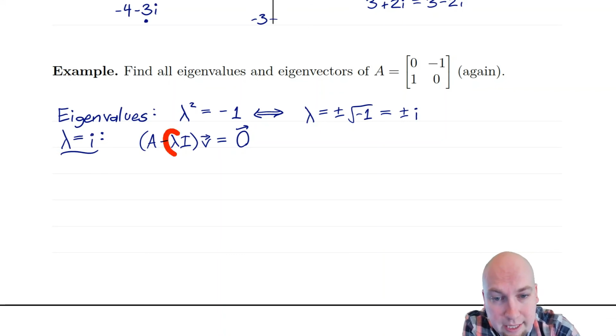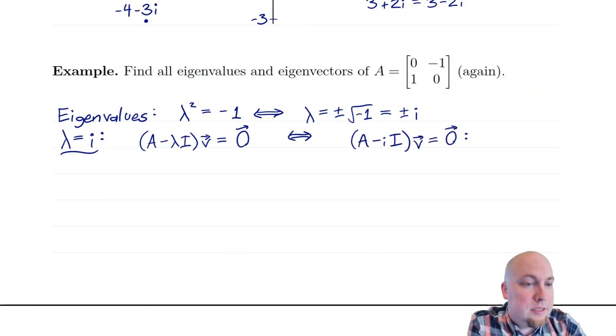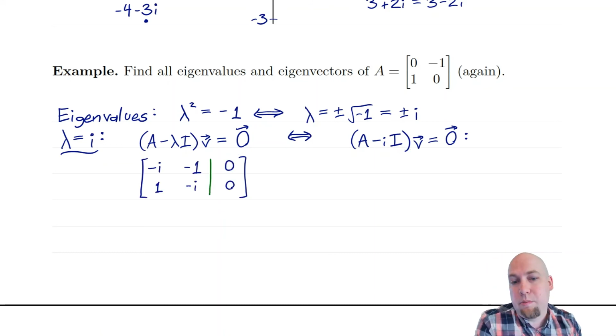Okay, so we're plugging in i for lambda here. So A minus little i times big I times v equals 0. That's the linear system that we want to solve. We throw it into an augmented matrix like usual. So we're just subtracting i off the diagonal. That's why I get those minus i's there.